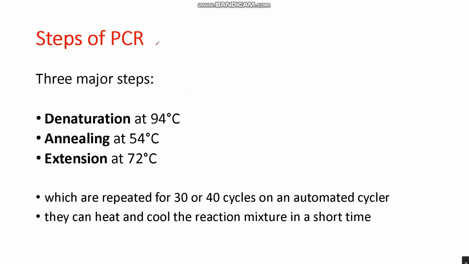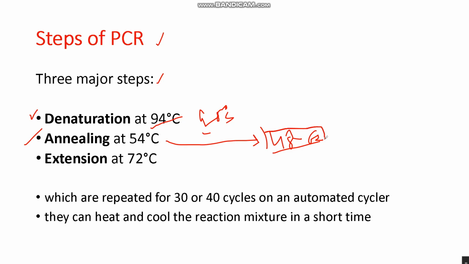So what are the steps? Steps are the same. First of all, the denaturation that occurs at 94 degrees centigrade or 95 degrees centigrade. Okay. Then annealing, it actually varies between like 48 to 62 or 65. It depends on the primer. And extension next, mainly extension occurs at 72.